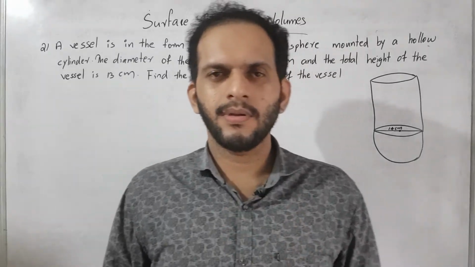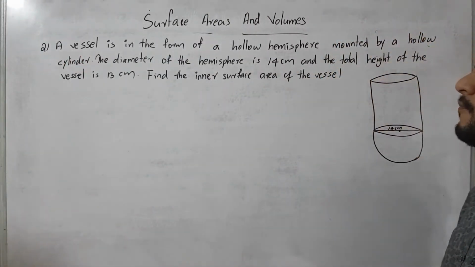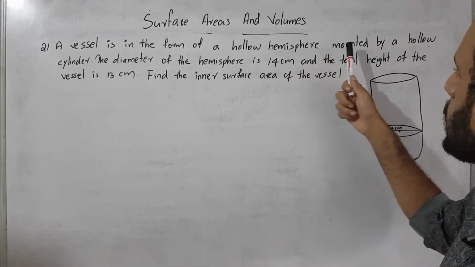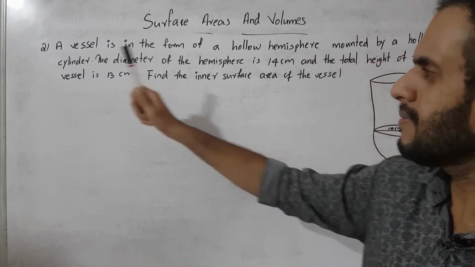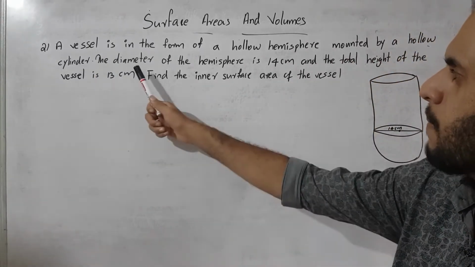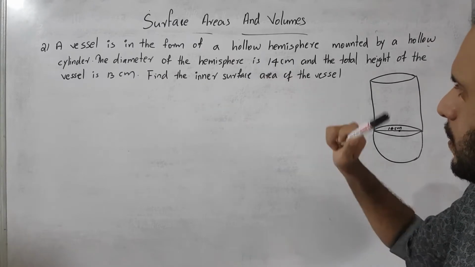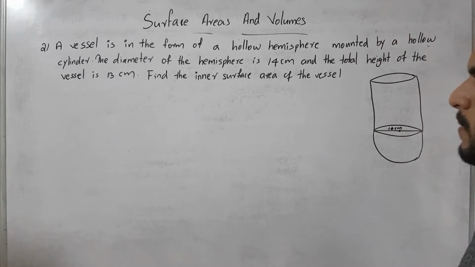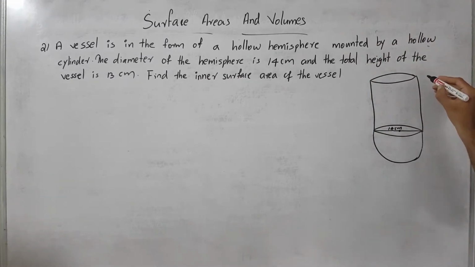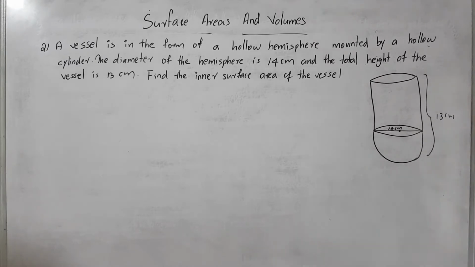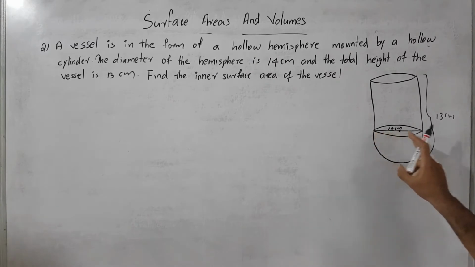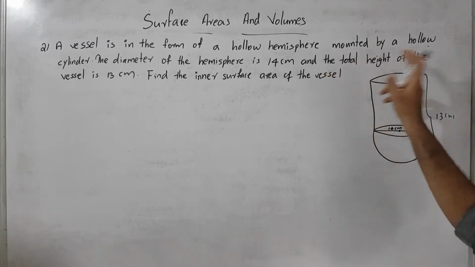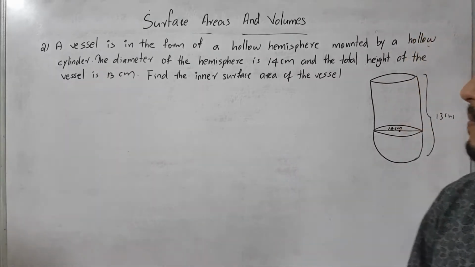Okay, the second question is like this. A vessel in the form of a hollow hemisphere is mounted by a hollow cylinder. The diameter of the hemisphere is 14 centimeter and the total height of the vessel is 13 centimeter. Both are given. Then what is the question?